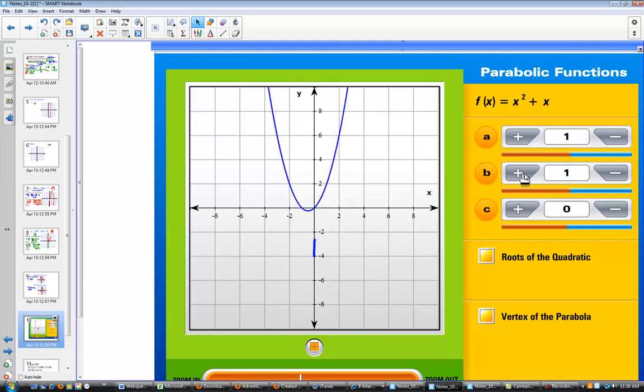Parent graph again. Now I'm changing B. Now that's a weird movement, isn't it? That's where we find our vertex, and see how it's moving left and right. Okay?